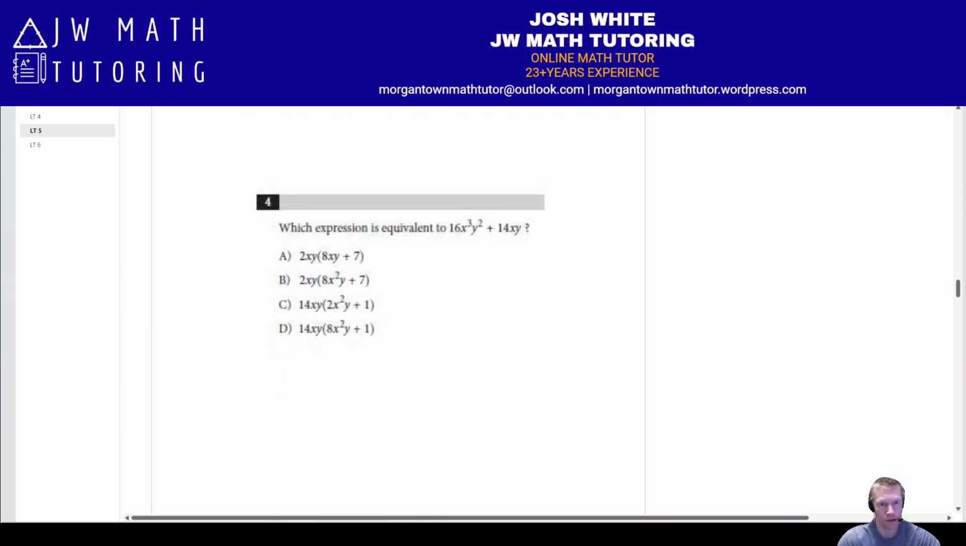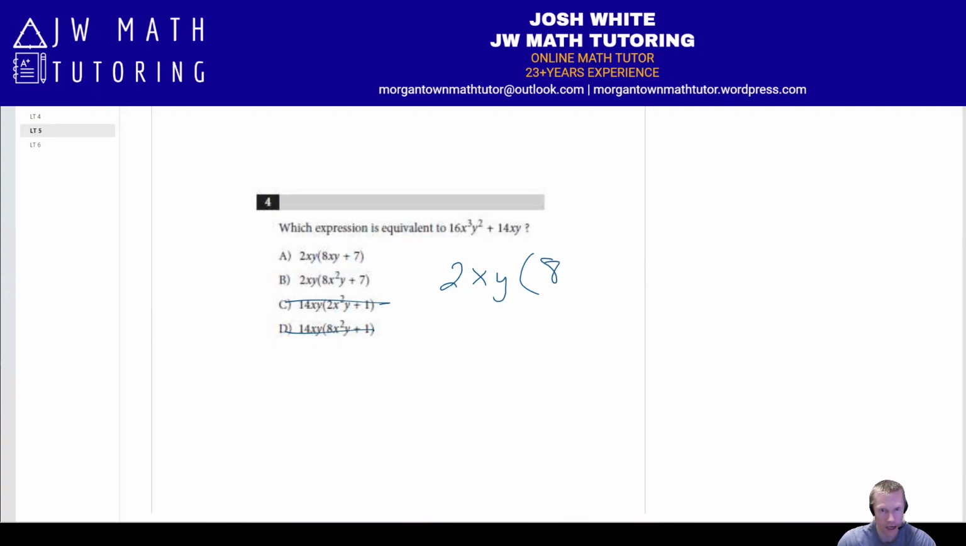Next up, which expression is equivalent to this expression here? So basically, you're just factoring out a common factor here. And the common factor is going to be 2. It's also going to be x, y. And so these are out. And what does that leave you with? Well, 16 divided by 2 is 8. X cubed, take away 1x, you have x squared. Y squared, take away 1y, you have y. Okay, right away I know it's going to be letter B as the correct answer. But then just for the last one, it's just going to be left with a 7, and that's it.